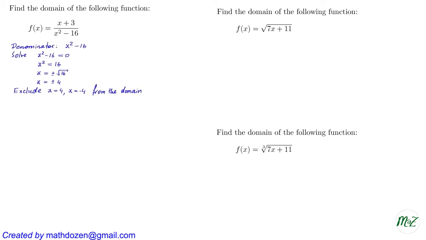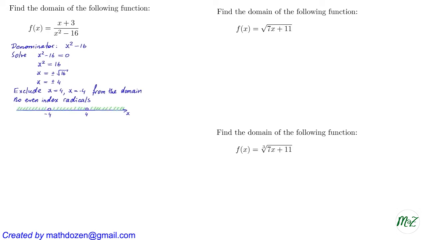And so we're done with denominators. That was the only denominator in this function. If you look for any even index roots in this function, you don't find any. So I'm going to make the statement that there are no even index radicals in this function. Putting all of those findings together, we have all the numbers, and we're going to exclude negative 4 and positive 4 from the domain.